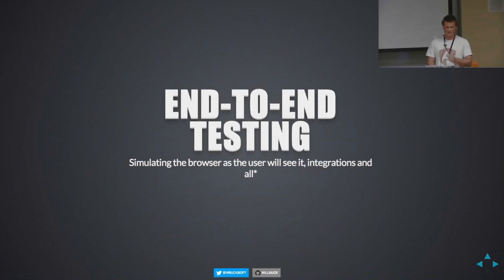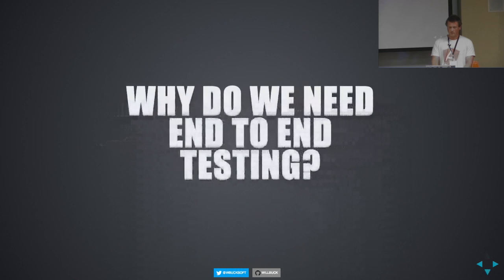No, we're talking about E2E, end-to-end testing. This is simulating what the browser will do when a user comes to our website with all the integrations, with a little asterisk on all the integrations that we'll talk about later. But there are some things you can do to mock away some integrations. So before we talk about how to do this, let's talk a little bit first about why we need to do it.